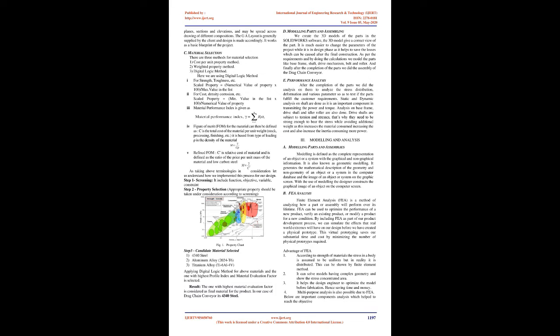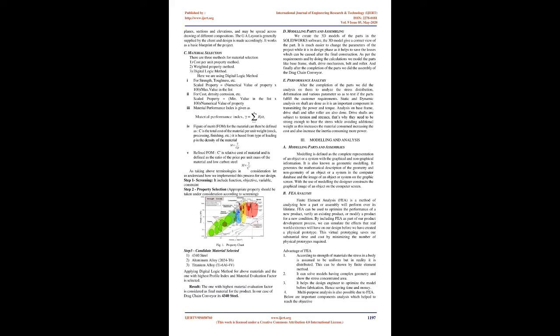1. 4340 steel. 2. Aluminum alloy, 2024 T6. 3. Titanium alloy, Ti6Al4V. Applying the digital logic method to the above materials, the one with the highest performance index and material evaluation factor is selected. Result: the one with the highest material evaluation factor is considered the final material for the product. In our case of the drag chain conveyor, it's 4340 steel.